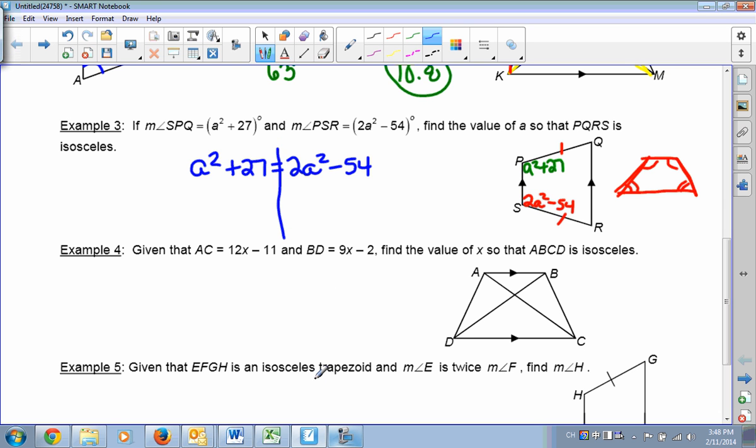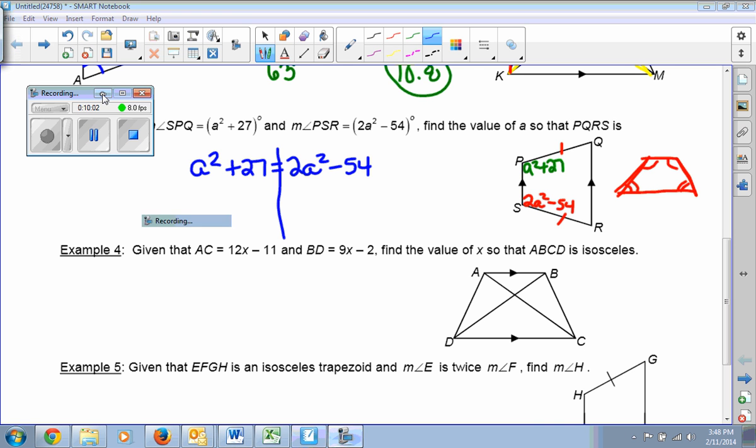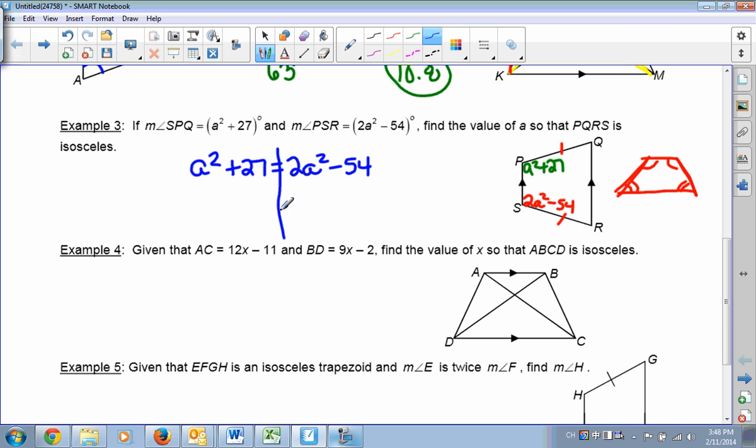Okay, and we want to get a squared by itself so we can get a by itself. So what's my first step in solving for a squared? Subtract what? The a squared from both sides. Good. Baby to the mama. So 27 is equal to 2a squared minus a squared, which is just a squared, minus 54. Next step.